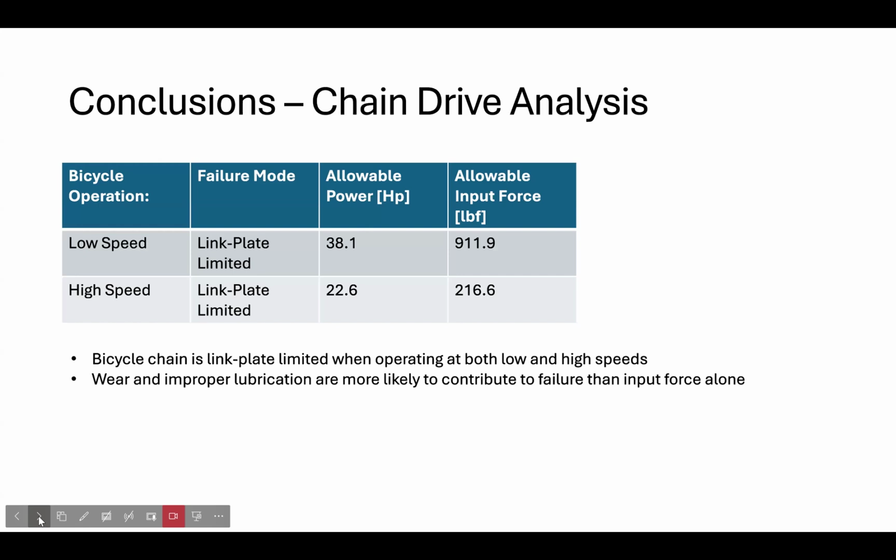To conclude, when the bicycle is operating at a low speed, it is link plate limited with an allowable power of 38 horsepower. To transfer this to a more palatable understanding, that is an allowable input force at the pedal of 911 pound force, which is quite high. And when operating at high speed, it is still link plate limited with a smaller allowable power of 22.6 horsepower and an allowable input force of 216 pound force.